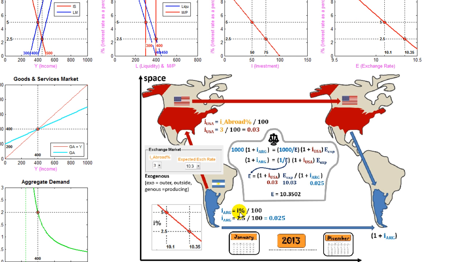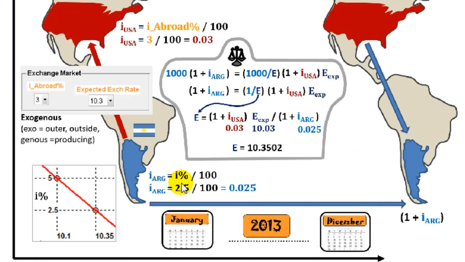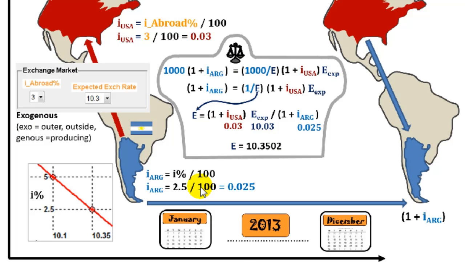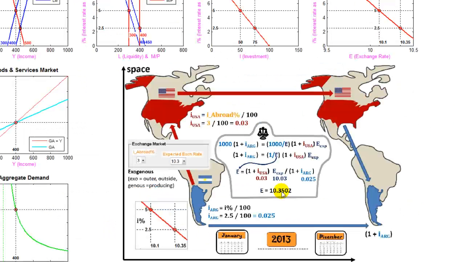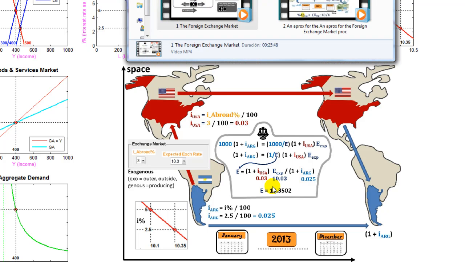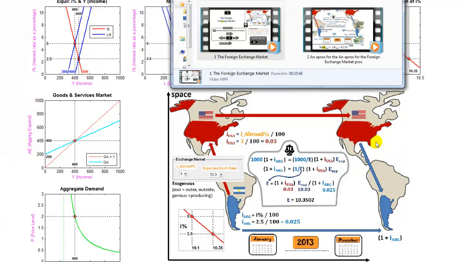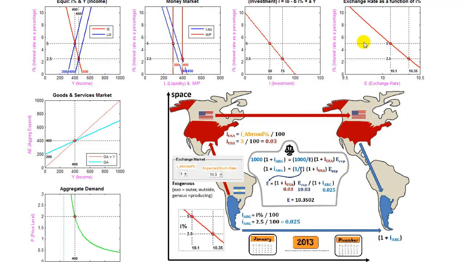So if we take this information in percentile and we divide it by 100, then we get 0.025. So if we plug in this value here, then we do the math and then we get this, that rounded is 10.35. And we have seen the intuition of this in the video entitled The Foreign Exchange Market. Okay, so now we will go from here to the goods and services market.